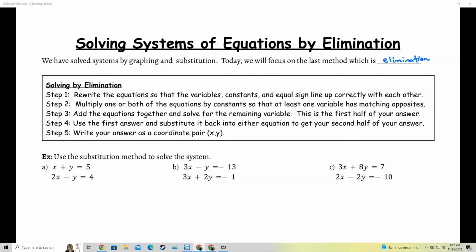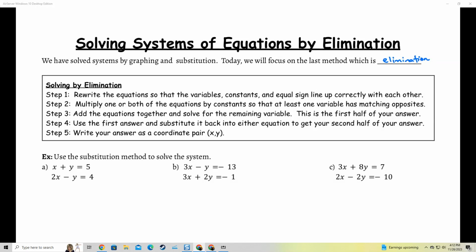correctly with each other. Step two is going to be to multiply one or both of the equations by the constants so that at least one variable has matching opposites. And I'll show you what that looks like in a little bit. Step three is going to be to add the equations together and solve for the remaining variable. This is going to be the first half of your answer.